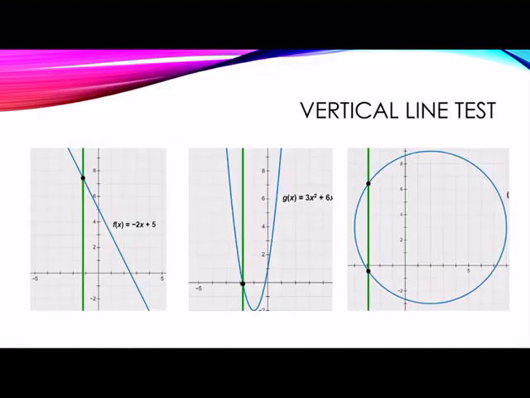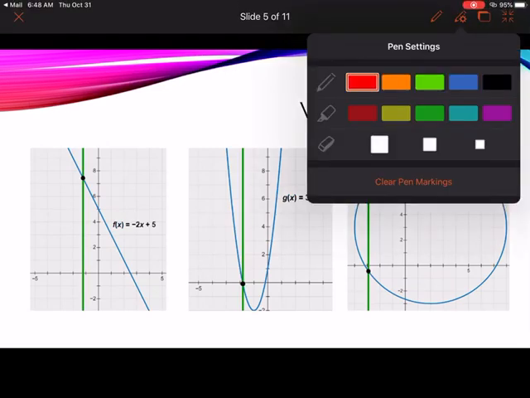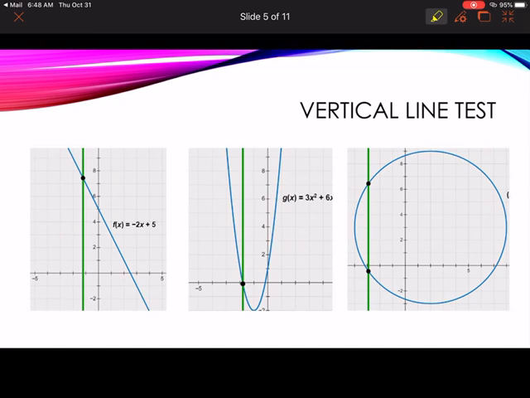The way we can test for this is the vertical line test. With this, what we are looking for, the blue is the graph, and the green is the vertical line we draw. This only touches the graph once at the highlighted point. That means it is a function. So if we draw a vertical line anywhere on this graph, it only touches once. This means it is a function.